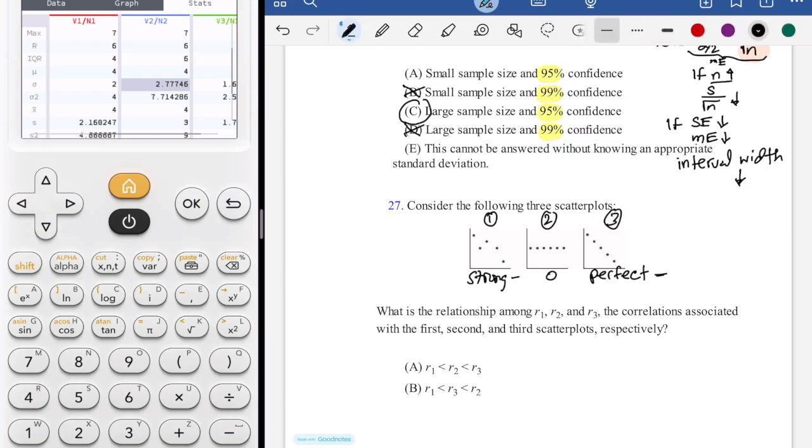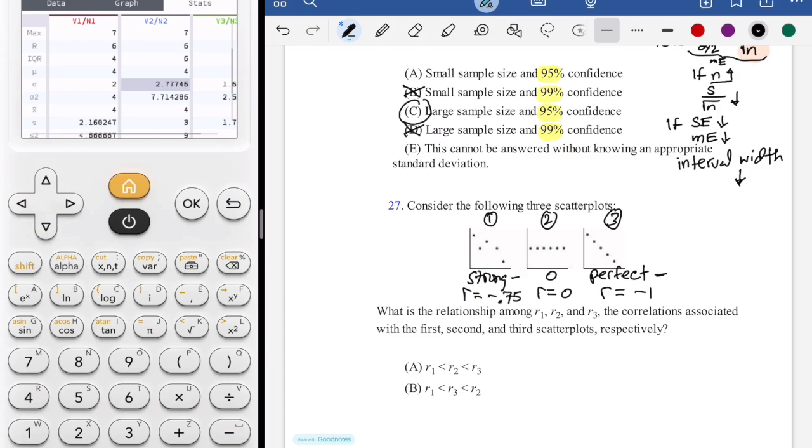The R value here would be a -1. For no correlation, R value is 0. Horizontal line corresponds with a 0 slope. Since slope and correlation are proportional, if the slope is 0, then your correlation is going to be 0. All right, strong negative, I'll just make up a value like -0.75.